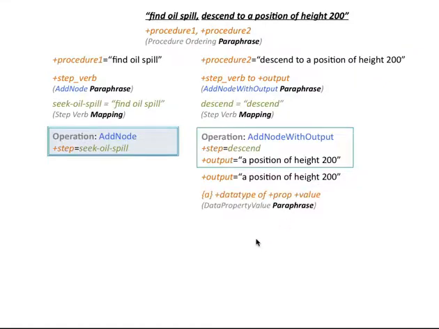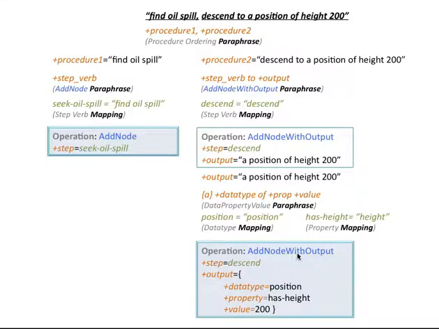We end up mapping it to the data property value paraphrase a plus data type of plus prop plus value, where a in curly braces indicates that it's optional. Here again, we need to have a mapping for the text, and the text position is mapped to the data type position, and the text height is mapped to the property has height. Finally, we get a procedure modification task, add node with output with a step of descend, and an output identified by the data type position with a property has height and a property value of 200. These two tasks are then performed by the Procedure Modification API.